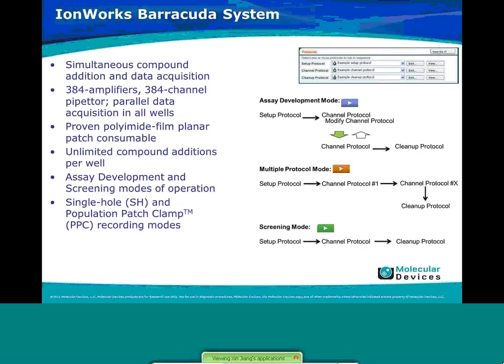Also, the Barracuda system allows two different types of experimentation, with both a single hole substrate and what's called a population patch clamp substrate. Essentially, the customer can choose to record signals from one single cell or a population of cells from each recording site. So you can choose to either have the single cell resolution, or you can have the high success rate and high uniformity from the population patch clamp type of applications.